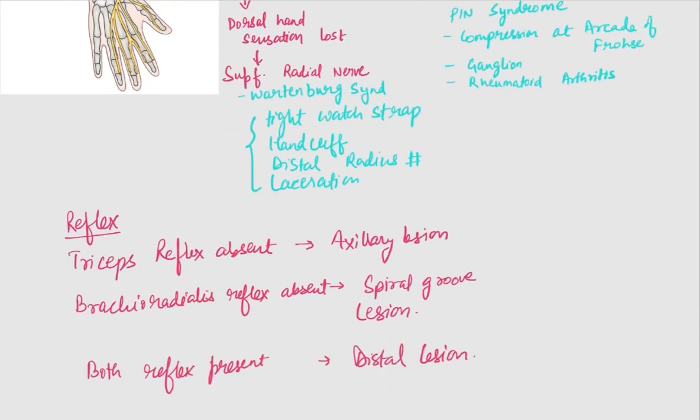We can also check the reflexes to reinforce our diagnosis. If the triceps reflex is absent, it is indicative of axillary lesion. If the brachioradialis reflex is absent, it indicates lesion at the spiral groove. If both reflexes are present, the lesion is somewhere distal.